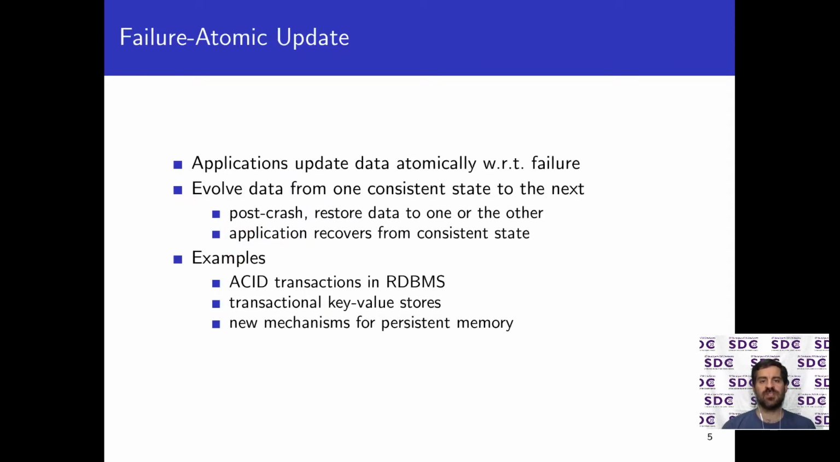Applications prevent crashes from harming data by updating data using mechanisms that are atomic with respect to failure. Such mechanisms promise to restore data to an application-defined consistent state following a crash, which should enable applications to recover. Examples of failure-atomic update mechanisms include ACID transactions in relational database management systems, transactional key-value stores, and new mechanisms for persistent memory. They all protect application data from power failures, or at least that's what the advertisements say.